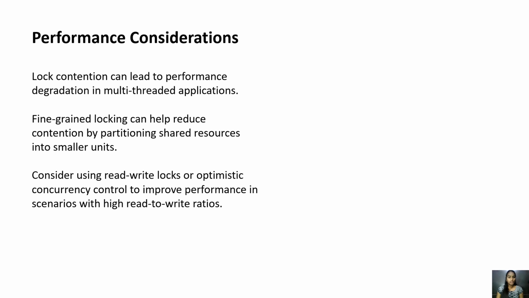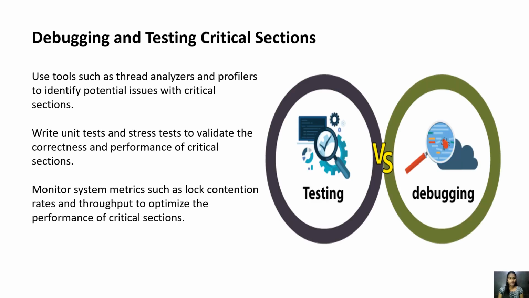Performance considerations. Lock contention can lead to performance degradation in multi-threaded applications. Fine-grained locking can help reduce contention by partitioning shared resources into smaller units. Consider using read-write locks or optimistic concurrency control to improve performance in scenarios with high read-to-write ratios.